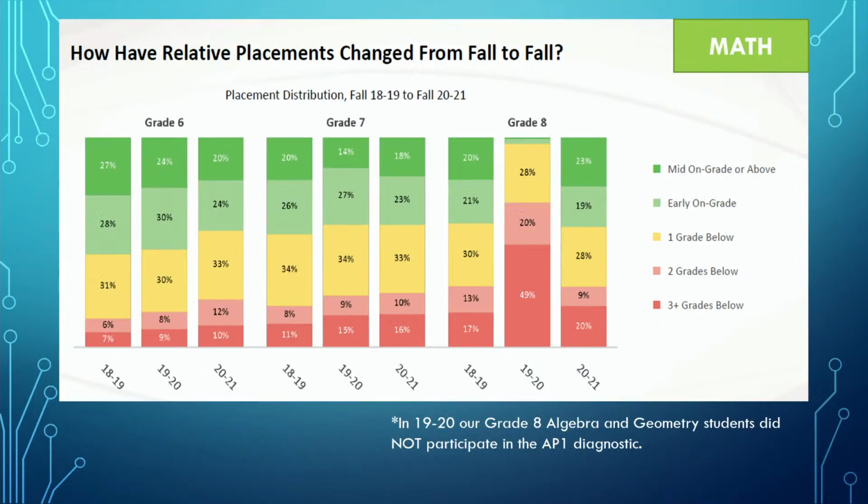Then as we look at math, our beginning of the year data, we did see some shifts as we predicted. There were some reports that came out last spring nationally saying the slide in mathematics would be significant. You need to really look at our grade 8 data because it does look significantly different in 19-20, and that's because our algebra and geometry students did not participate that year.